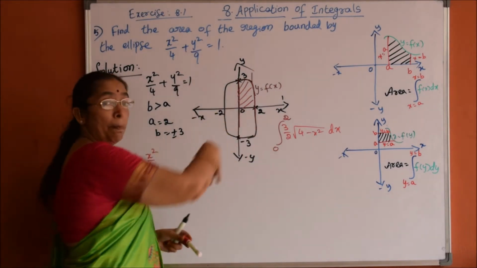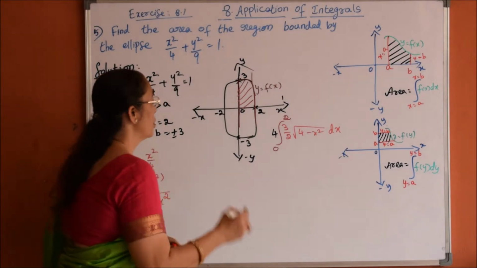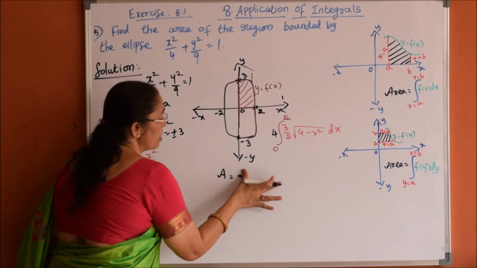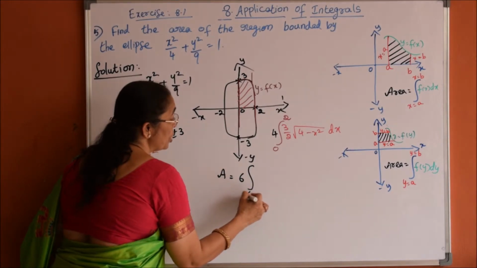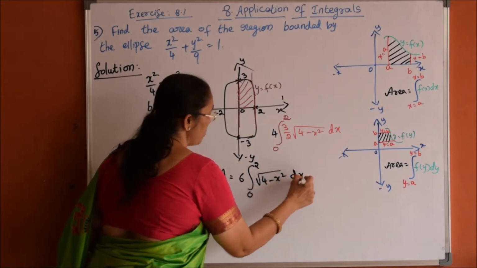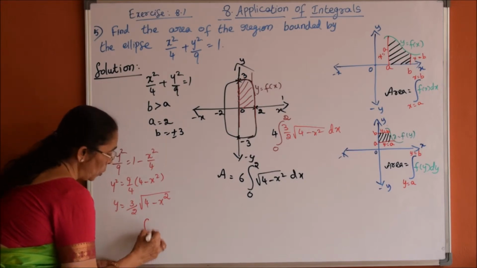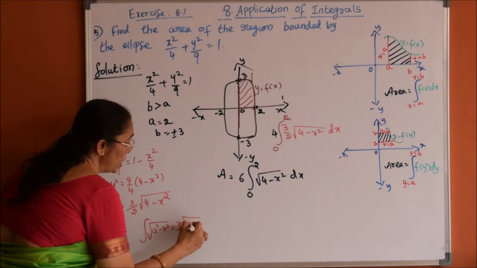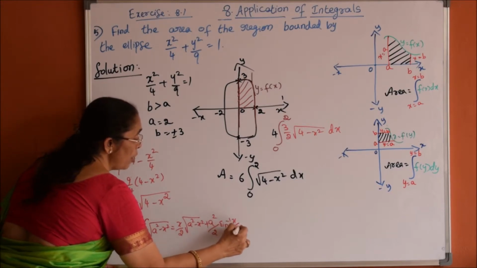We need the complete area covered by the ellipse, so it is nothing but 4 times. The required area is equal to 4 into 3 by 2, which is 6, since 2 and 3 cancel, times the integration from 0 to 2 of root over 4 minus x square dx. Again the same formula: the integration of root over a square minus x square is x by 2 root over a square minus x square plus a square by 2 sin inverse of x by a.